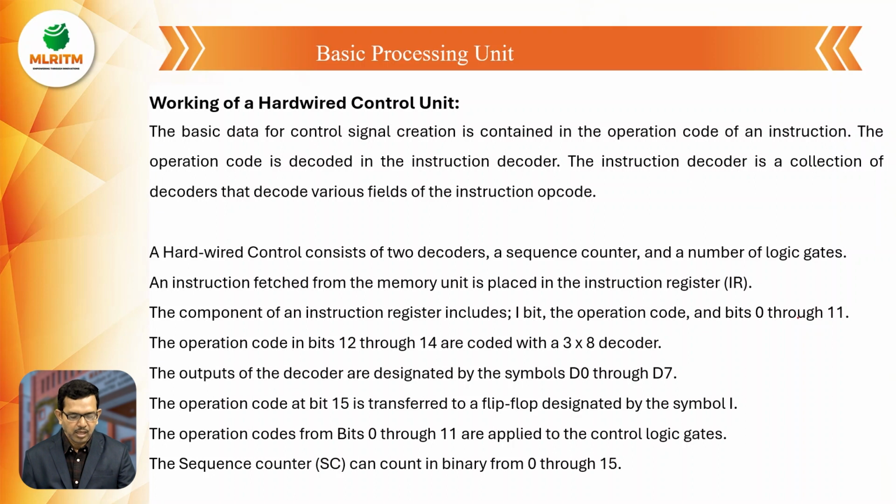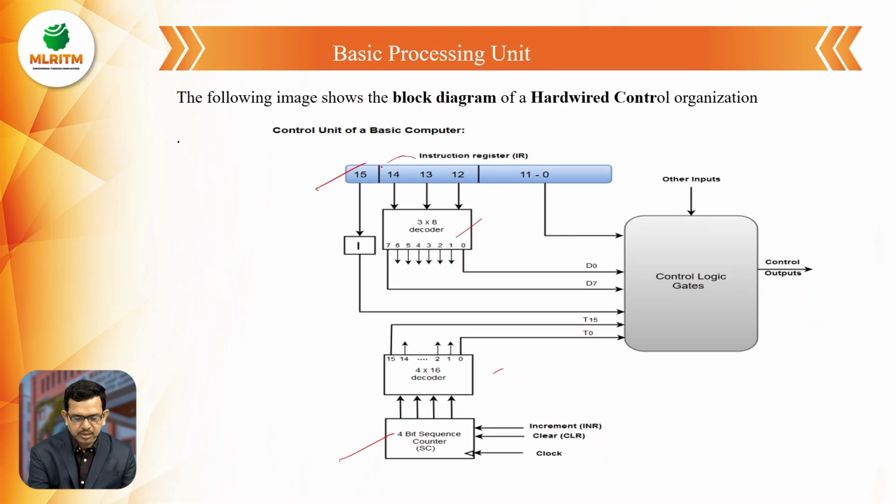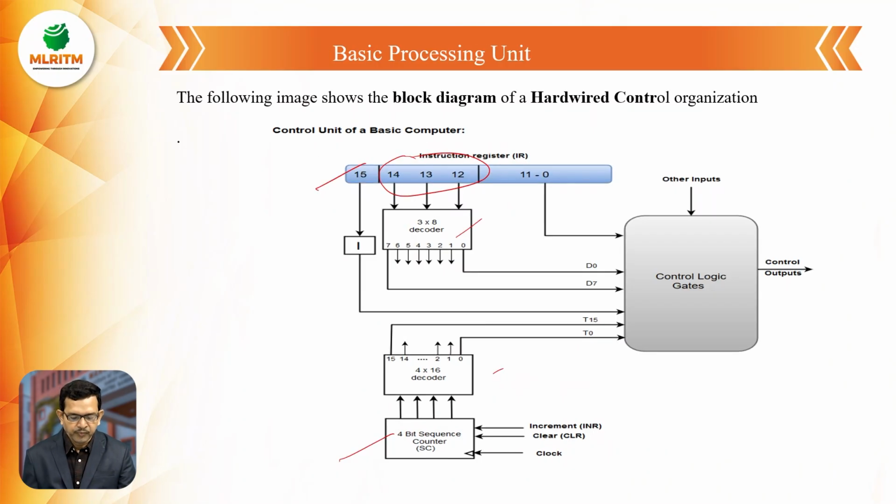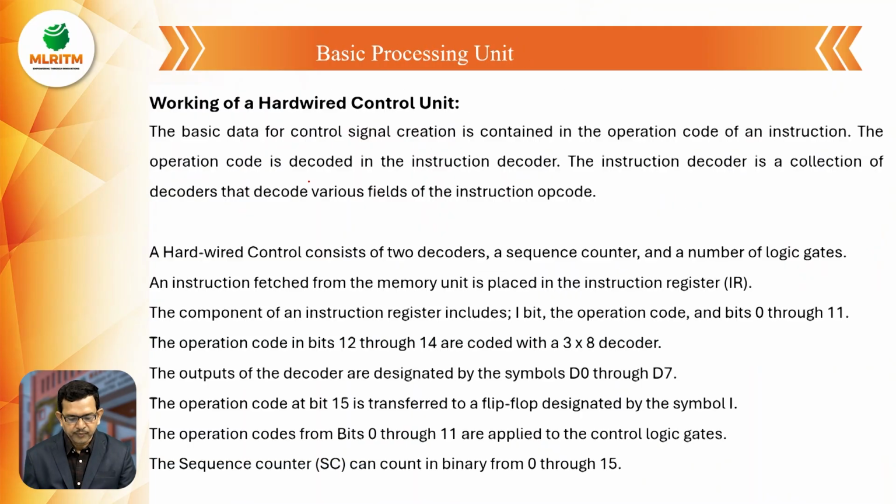See, the basic data of the control signal is controlled by the opcode. Suppose you go to the instruction register, we have discussed here that bits 12, 13 and 14 are used for the opcode. So the opcode is going to create the control signals, where these control signals are generated by using the opcode. Next, the opcode is decoded in the instruction decoder. The instruction decoder is a collection of decoders that decode various fields of the instruction opcode.